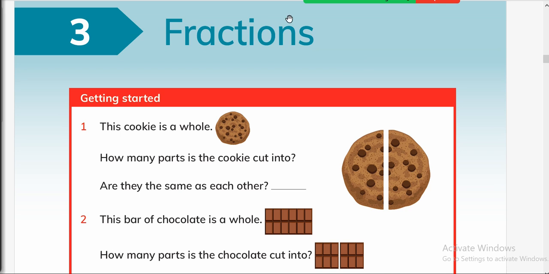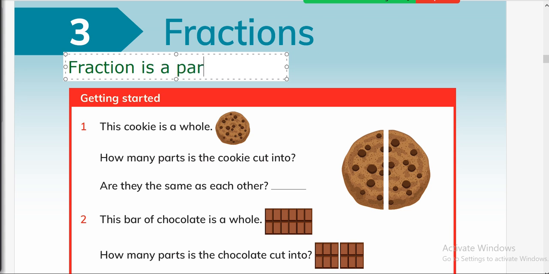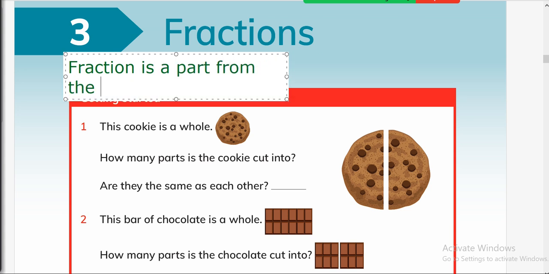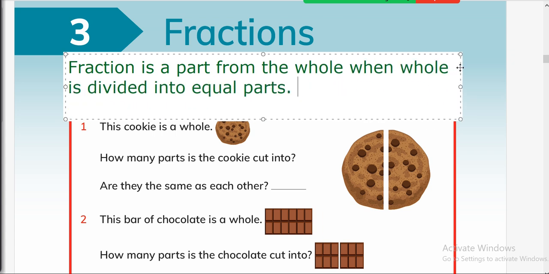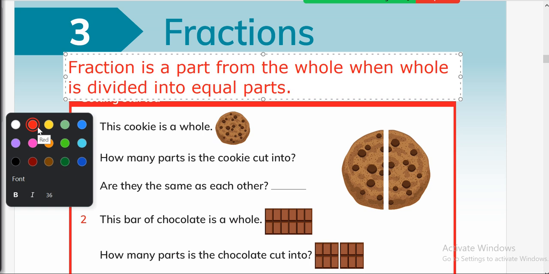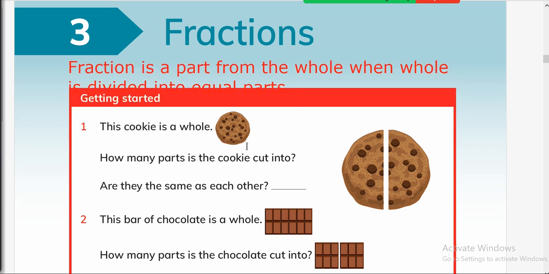Okay, first of all, we will give the concept of fractions. What is a fraction? Fraction is a part from the whole. Make your students learn what is fraction. When the whole is divided into equal parts. Please don't forget to say this, because when the parts are not equal, fraction is not correct. We cannot make fractions when the parts are not equal. So what is fraction? Fraction is a part from the whole when the whole is divided into equal parts.